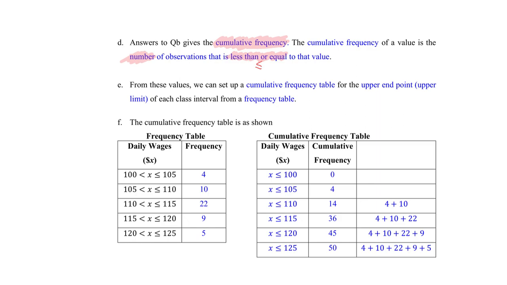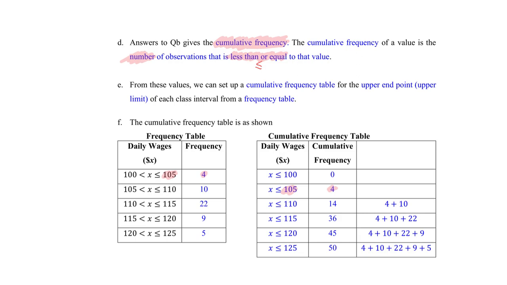Okay, so I'm going to highlight certain things. Of course, for the frequency, there are 4 of them that have more than 100 and less than or equal to $105. So the number of workers with wages less than or equal to 100 will be equal to 0. Then I'm slowly going to color code it now, okay? So if I'm going to talk about less than or equal to 105, this is the upper limit. That's only 4.